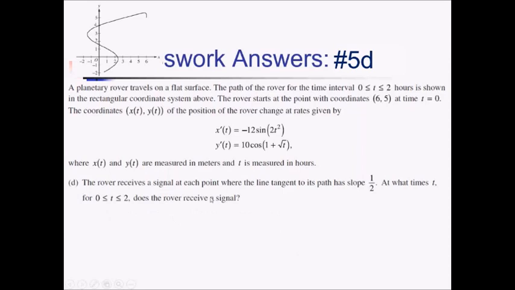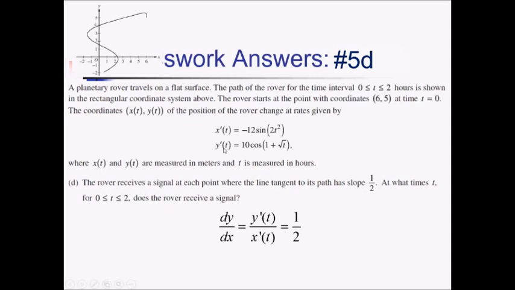For this last part of the problem, the rover receives a signal at each point where the line tangent to its path has a slope of 1/2. Why does it receive such a signal? Who knows? But we want to know at what times between 0 and 2 the rover gets a signal. Okay, so we need to talk about the slope of this path here. Since this is defined parametrically, to do that, we need to say dy over dx equals y prime over x prime of t. So this is our parametric slope kind of formula here. And then we need to figure out when this has a value of 1/2. So here's the good news.